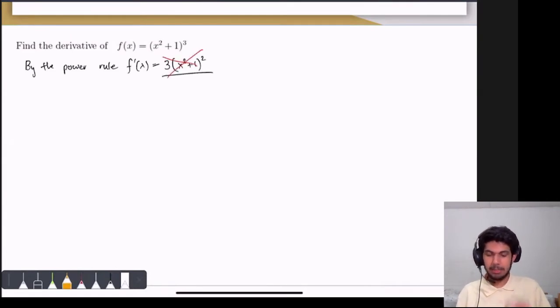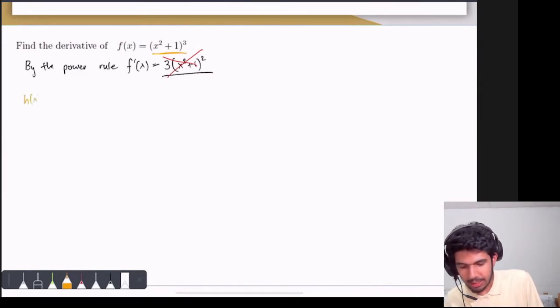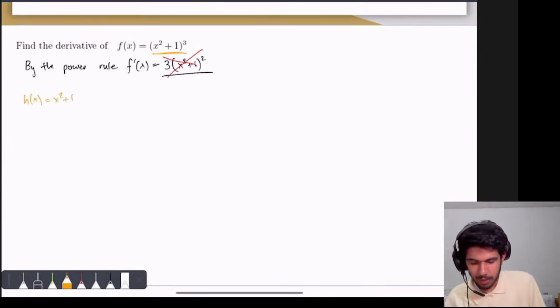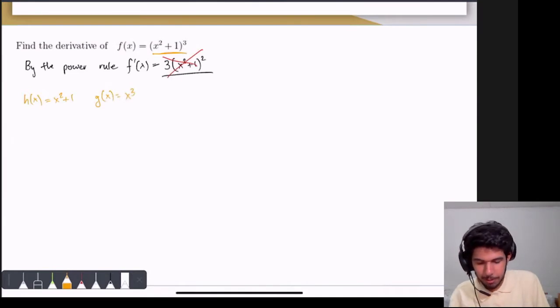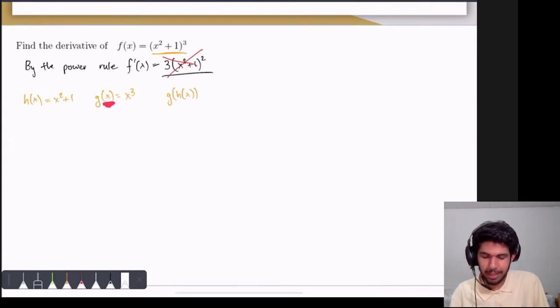So suppose we let's look at this part here, x squared plus 1. Suppose we let h of x equal x squared plus 1, and g of x equals x cubed. So then, if we were to take g of h of x, with g of x, we took whatever was inputted into it, x, and we cubed it. So if we're inputting a function, we should cube the function.